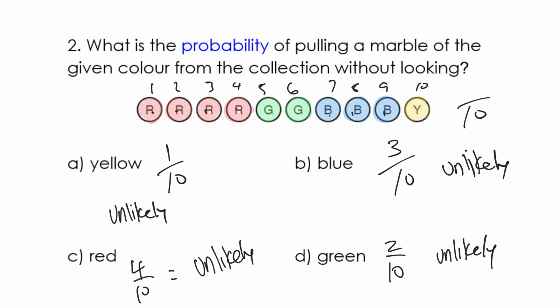So now they're all unlikely, and I know what you're thinking. Well, why is red unlikely? It's the greatest chance. Red is the greatest chance, but there's a 4 in 10 chance that you will get red, but there's also a 6 in 10 chance that you will lose. Okay, so lose. Here, there's a 9 in 10 chance that you will lose. Here, there's a 7 in 10 chance that you will lose, and here, 8 in 10 chance that you will lose. Okay, so this is why they're all unlikely.